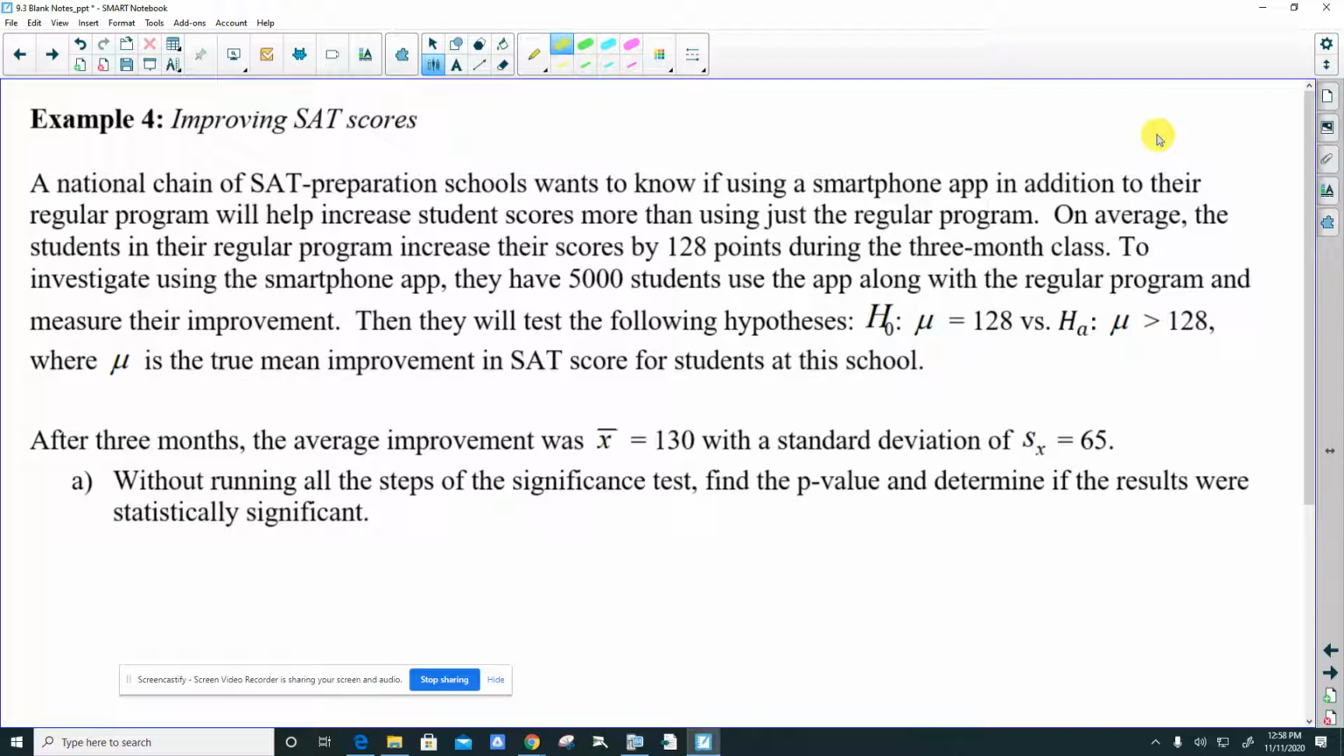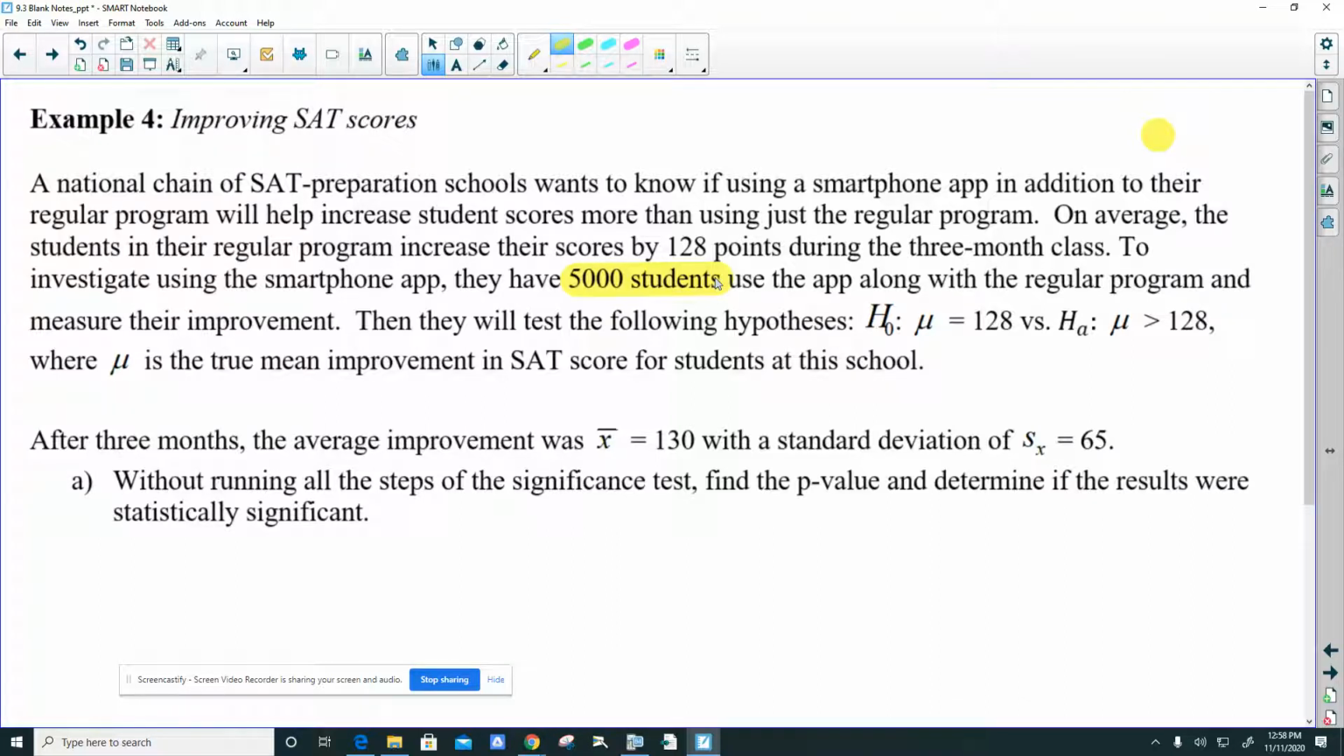Now, on average, the students in their regular program increase their scores by 128 points during the 3-month class. To investigate using the smartphone app, they have 5,000 students using the app. So that's our sample size, 5,000 students who are using the app with the regular program, and they measure their improvement. Okay? Then they're going to test the following hypotheses.